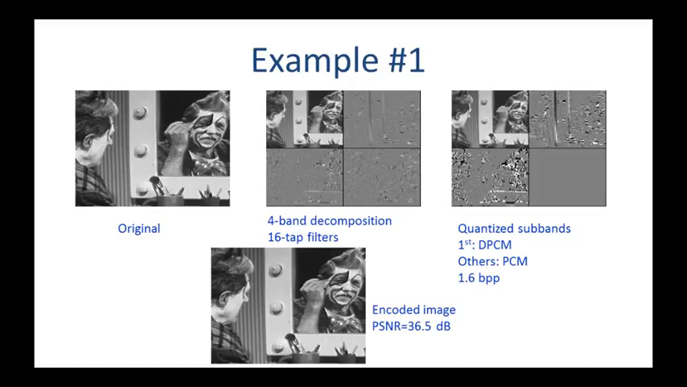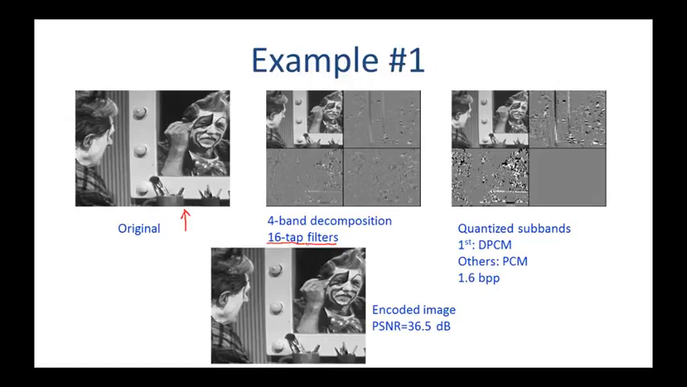Here's one example of the use of subband decomposition. All these examples again were generated using VCDemo. The original image is shown here again, and this is a 4-band decomposition using 16 tap filters.